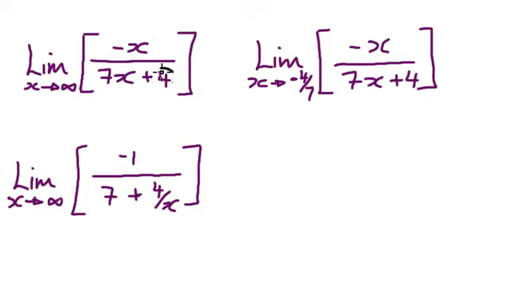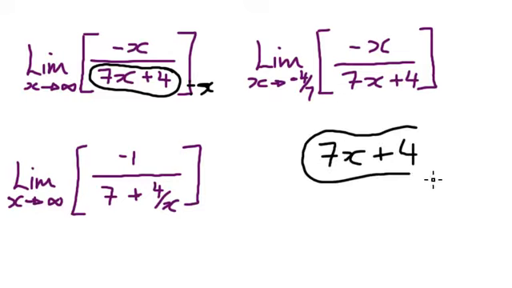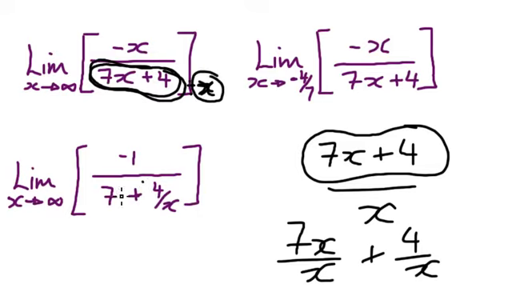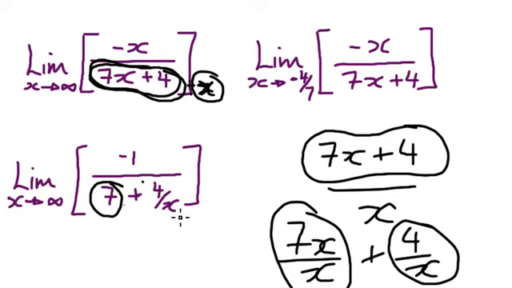The bottom part. Remember, we are dividing the whole bubble here by x. So you can imagine it like this, plus 4. So the whole bubble here divided by x, and then you can break the two apart. So it becomes 7x over x plus 4 over x. So you see, when you divide the whole bubble here by x, this bit here will become 7. That's why this is a 7, and this here is 4 over x.